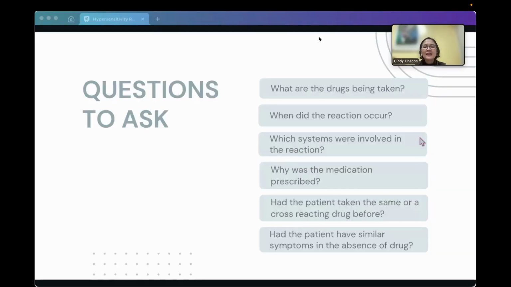Next, had the patient taken the same or a cross-reacting medication prior to the reaction? Not all allergic reactions require a period of sensitization, typically during a course that was tolerated. Fifth, has the patient experienced similar symptoms in the absence of the drug? It is possible that a patient's primary condition was responsible for the symptoms or signs rather than a medication reaction.